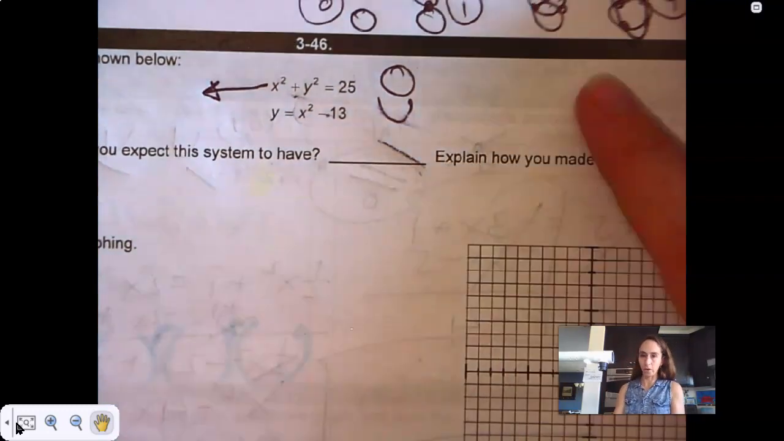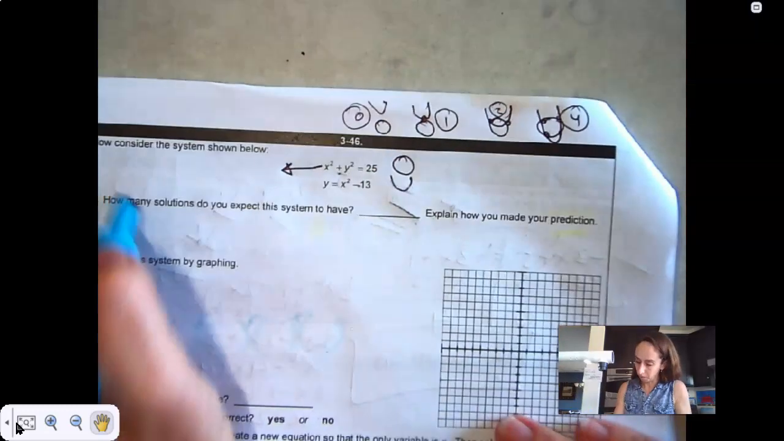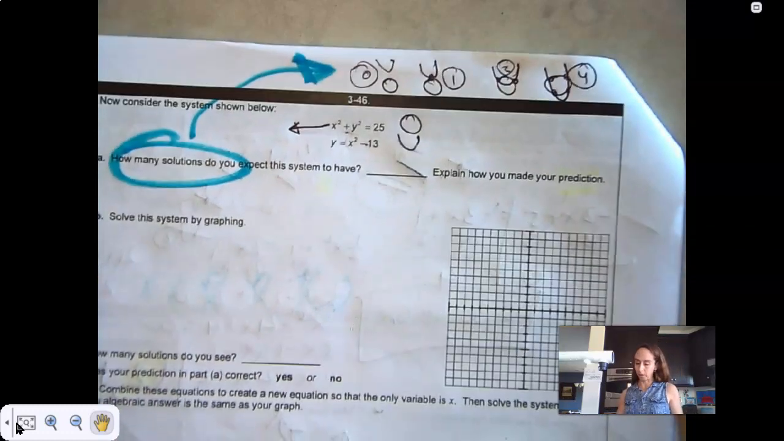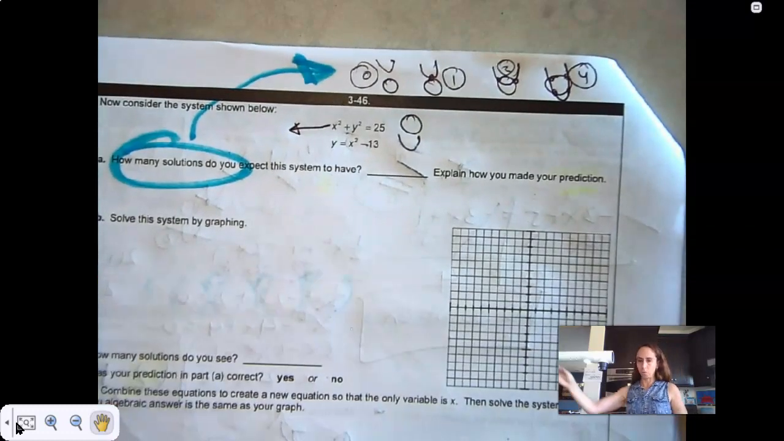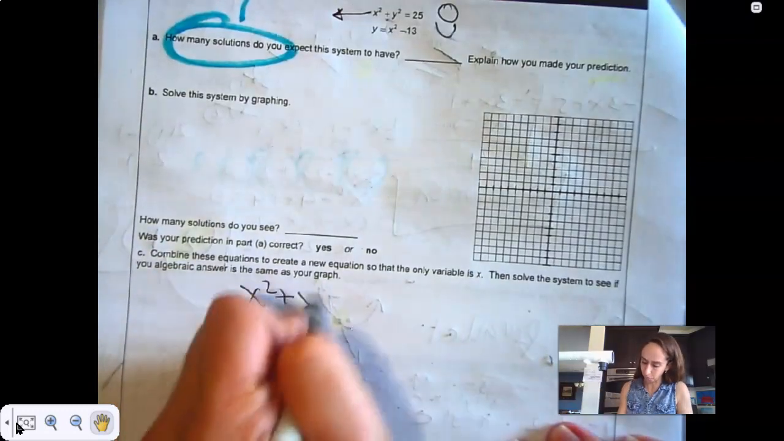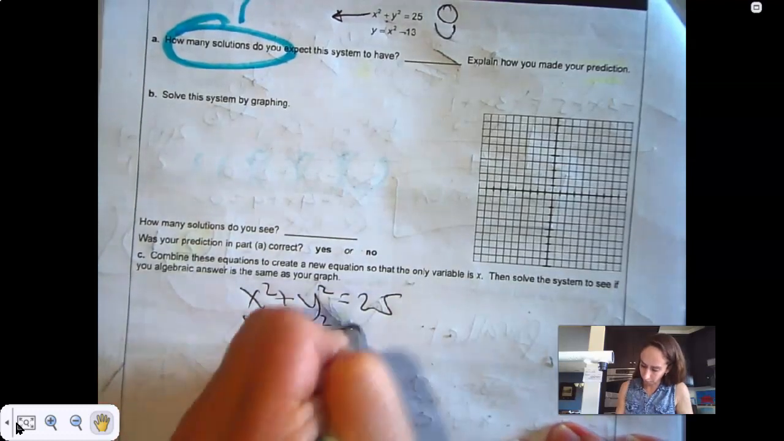Oh, and when it says how many solutions do you expect this system to have? Those are your options. 0, 1, 2, or 4. Okay, it says solve it by graphing. We're actually going to do the algebra part first. Okay, so let me write it down here. I guess I'm supposed to do the graphing part first. So let me do that, and then I'll do the algebra second.